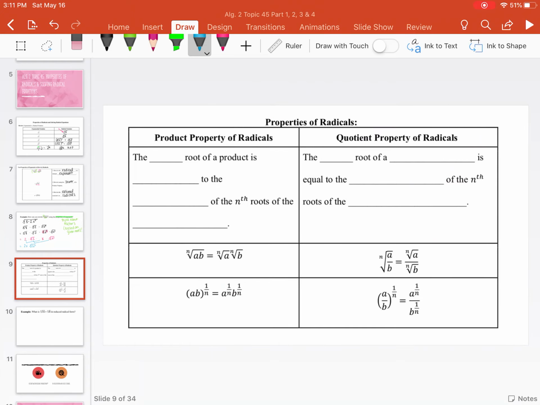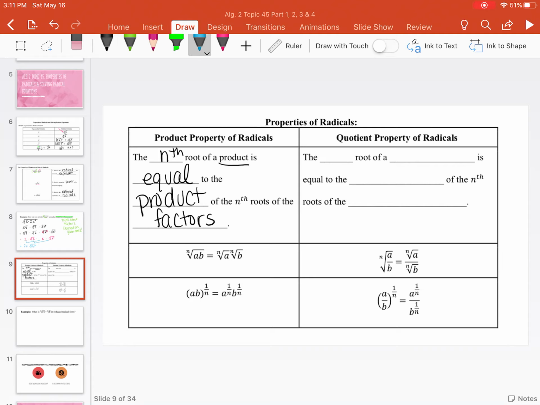Now let's get into some properties of radicals. Properties of radicals, we have multiplication and division. For multiplication, it's called the product property of radicals. For the product property of radicals, the nth root of a product is equal to the product of the nth roots of the factors. Okay, so what does that mean?